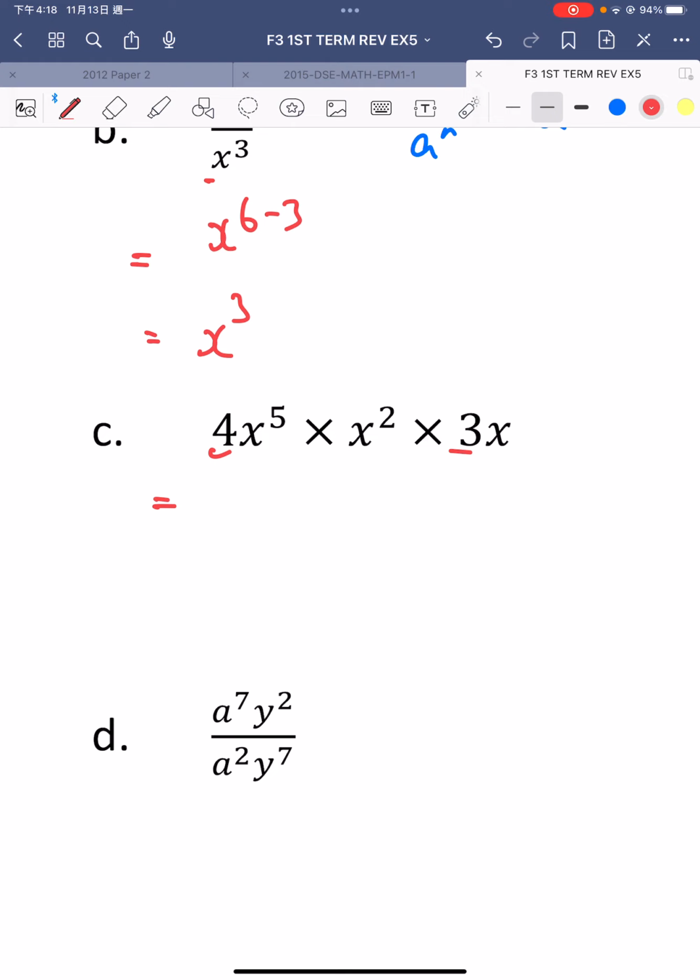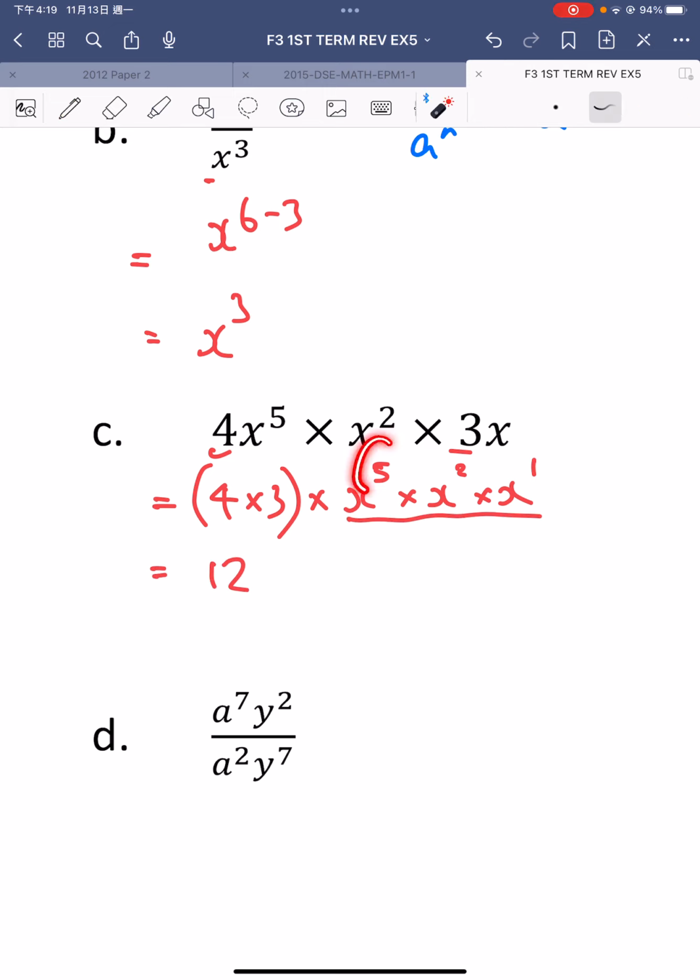For the next question, we can separate the numbers from the variables. First of all we can change it to 4 times 3, put them together, and then times x to the power of 5 times x squared times x. Note that x means x to the power of 1. So 4 times 3 gives you 12, and then we can put the powers together: 5 plus 2 plus 1. So this is equal to 12x to the power of 8.